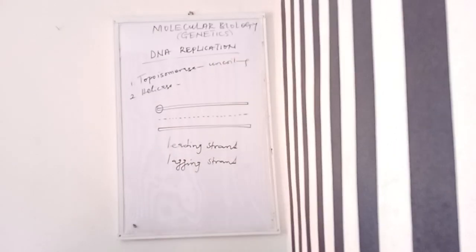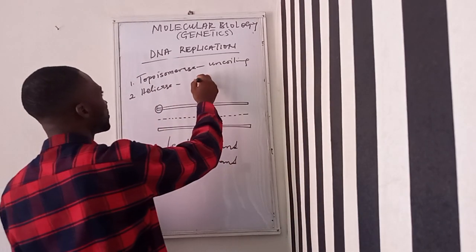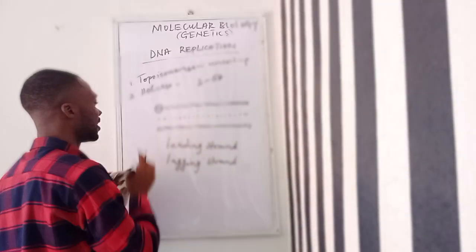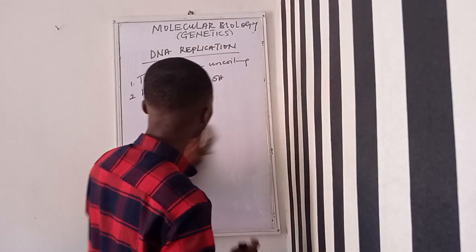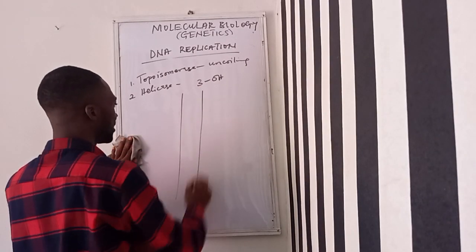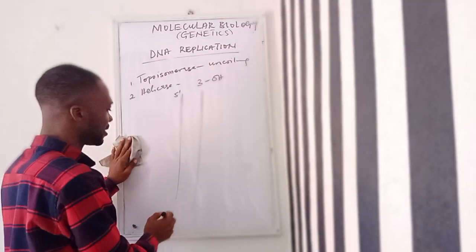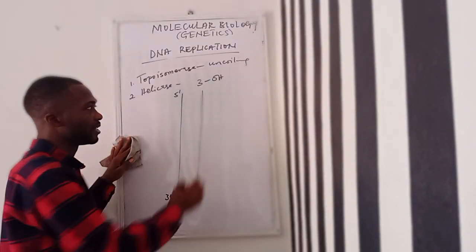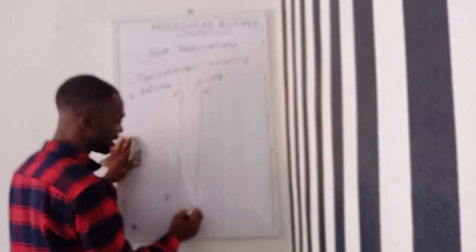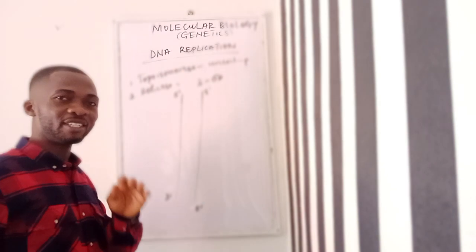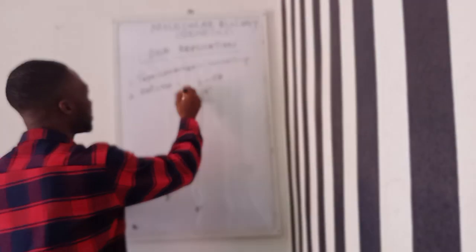The reason is because on the leading strand, there is a presence of the 3' OH terminal. Don't forget I said that DNA is made up of 3 prime and 5 prime ends. If you have the 5 prime end here, then here will be the 3 prime end. Then if you have the 3 prime end here, then here will be the 5 prime end. So if you look at the two strands of DNA, one must be the leading strand and one must be the lagging strand.